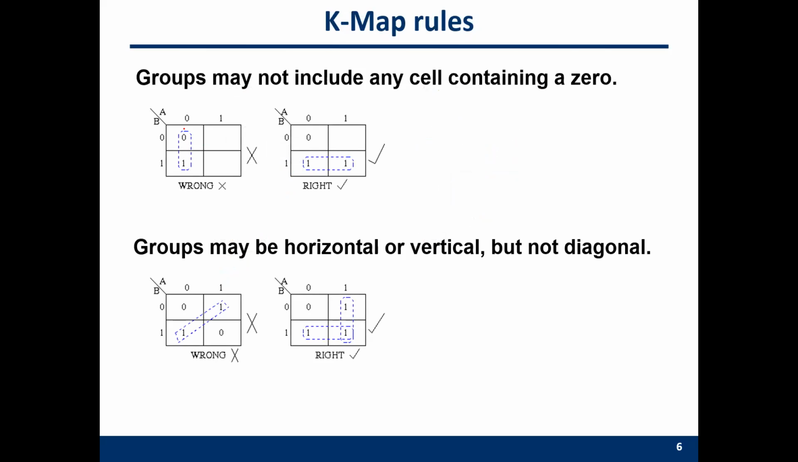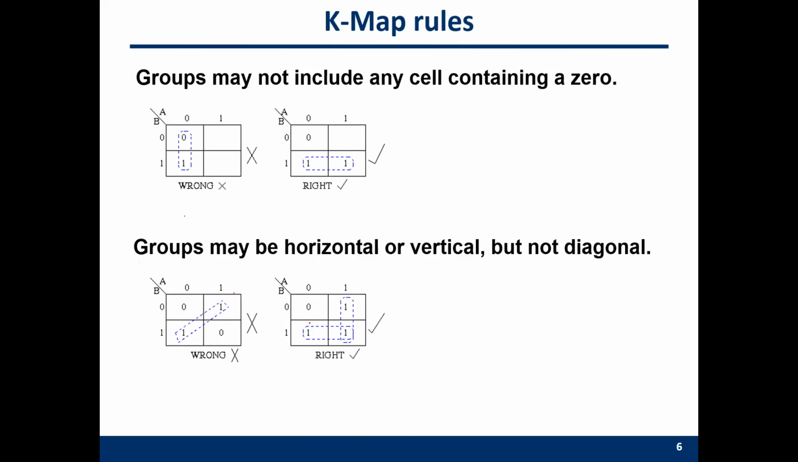Can we group 0 and 1 together? No. We have to group all ones together, like this way. So grouping 1 and 0 together is not allowed. Can we draw a group like this in this way? No. We can draw a horizontal one or vertical one. So two boxes have to be horizontally connected or vertically connected. We cannot draw a diagonal line. So this is not allowed.